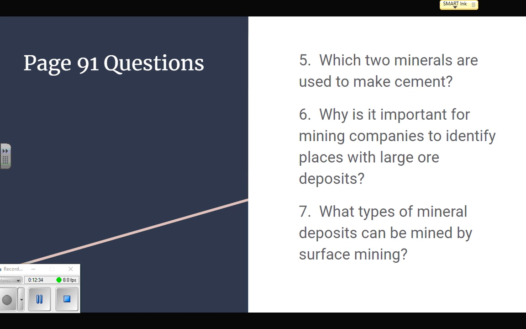Quartz, found in sand. Uses: glass, computer chips. Sulfur. Uses: gunpowder, medicine, rubber. Question number 5. Which two minerals are used to make cement? Answer: calcite, kaolinite.